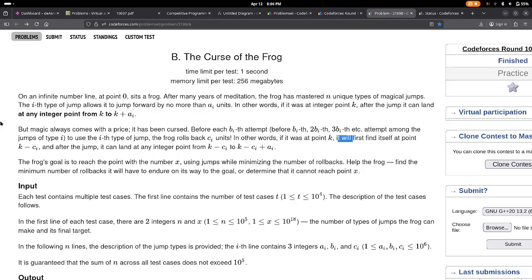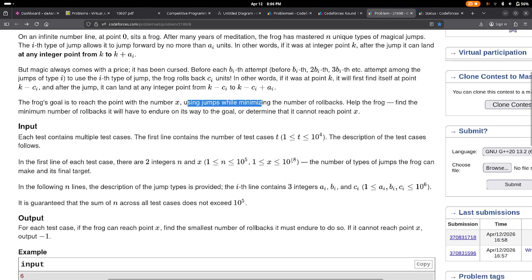The frog's goal is to reach the point with the number x using jumps while minimizing the number of rollbacks. Help the frog find the minimum number of rollbacks it will have to endure on its way to the goal, or determine it cannot reach the point x.